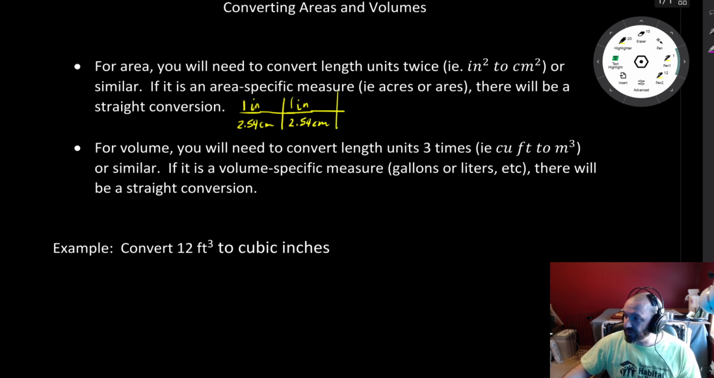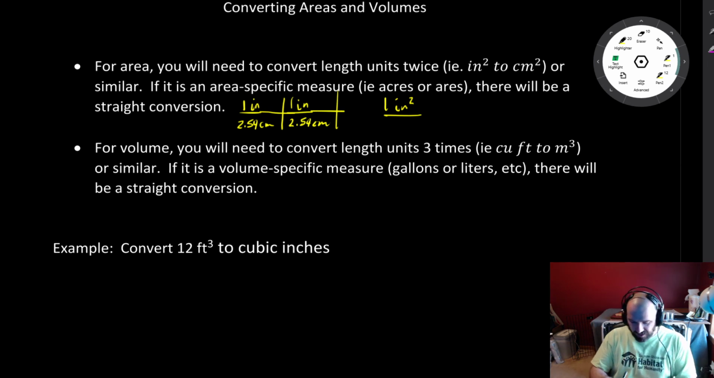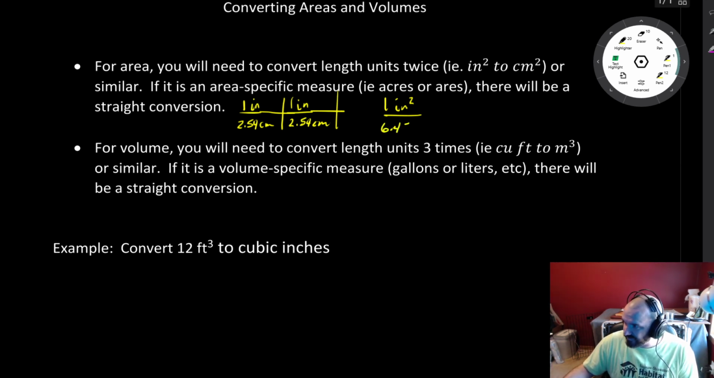So there's going to be 1 square inch for every, and we pull out our handy dandy calculator, 2.54 squared, roughly 6.45 square centimeters. So there's a couple of different ways that you can write it.